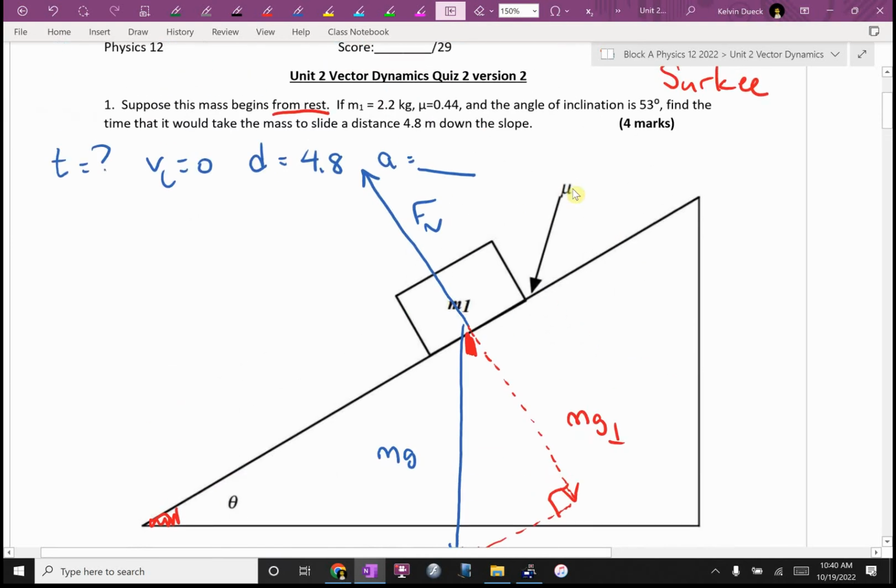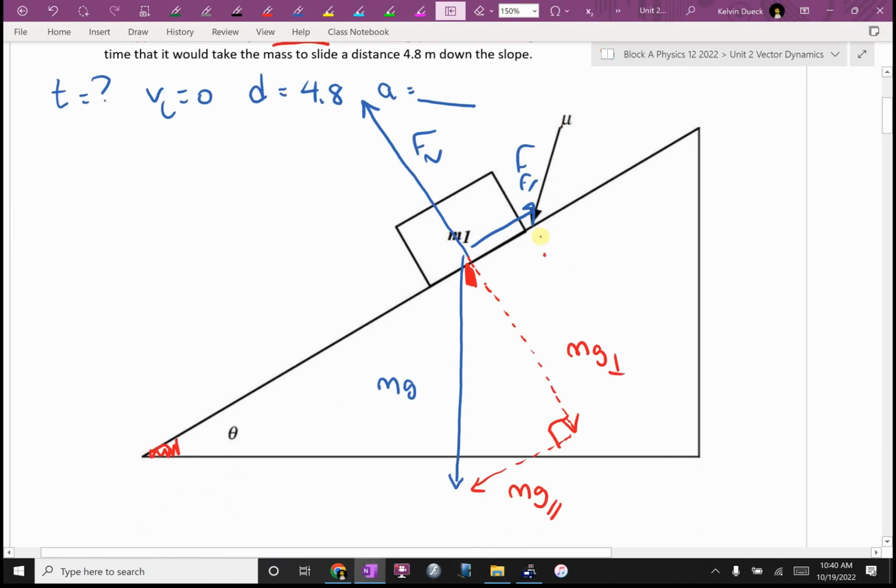Does this question want me to include friction? Yep. Well, which way is friction going to point? I have to ask myself, which way is this sliding? It says it's sliding down the ramp, so friction is pointing up the ramp, and I'm pretty sure it's smaller than mg parallel. Eventually I'm going to find time, but first I'm going to find a.